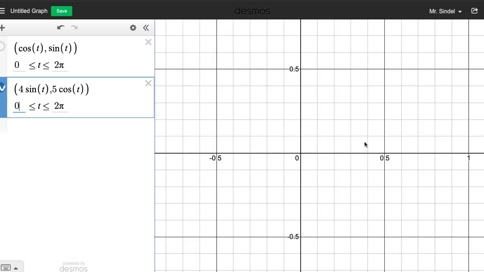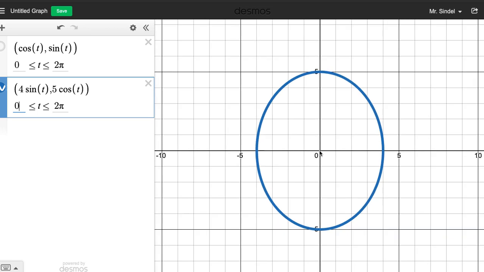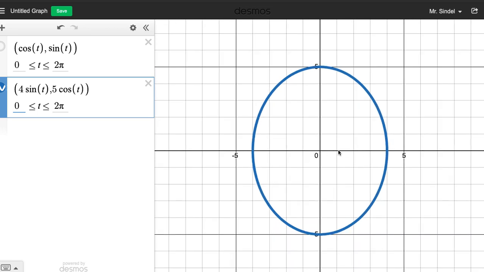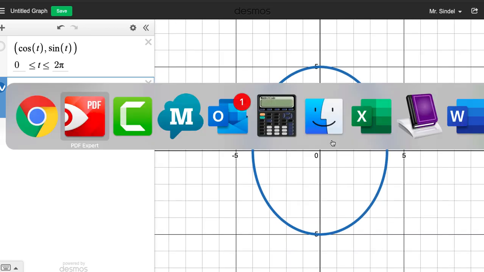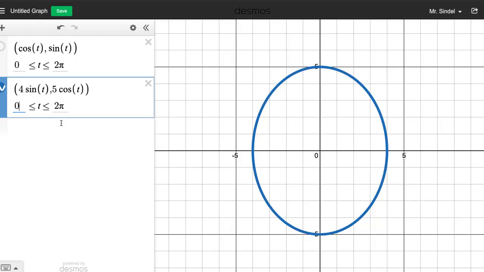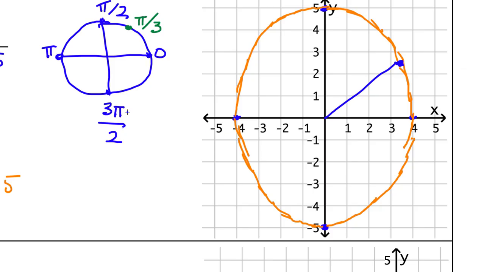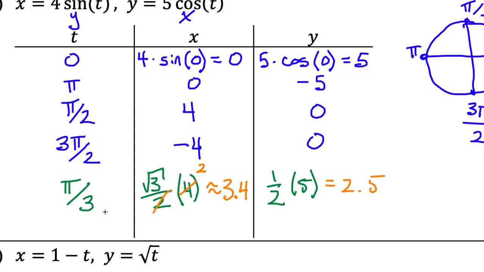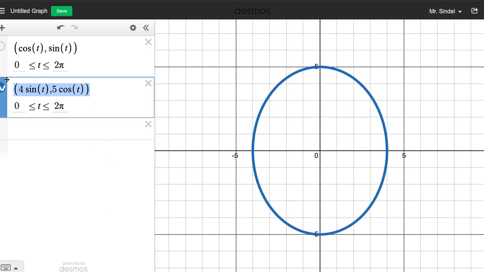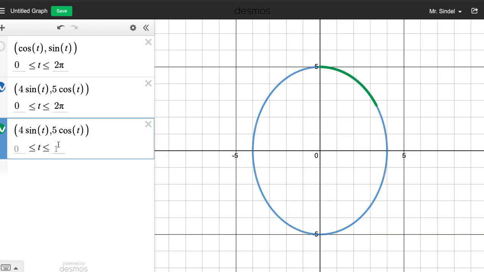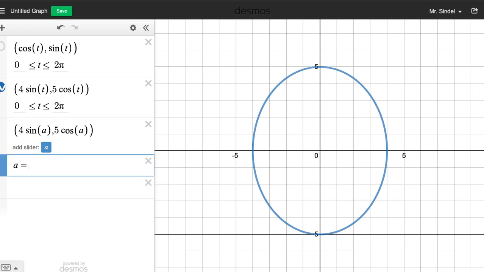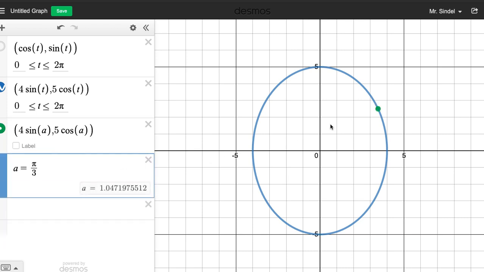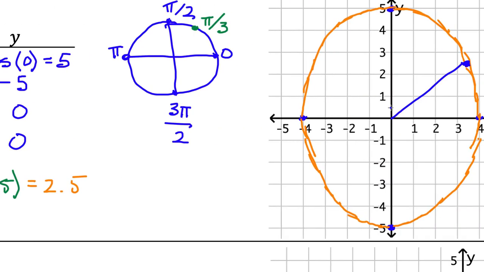Let me zoom out on my graph a little bit. All right, so we have the angle, or the picture here correct. So if I come back and see, yep, that looks good. And how do I find the exact point when I'm using t of pi over 3? So I could say the same line here, and I can say t is, just change this to a, and I'll do a slider for a. A is pi over 3. And that is the exact point that we found over here.